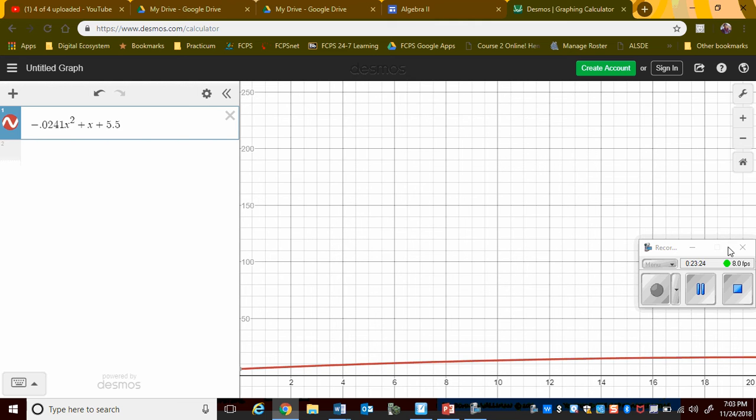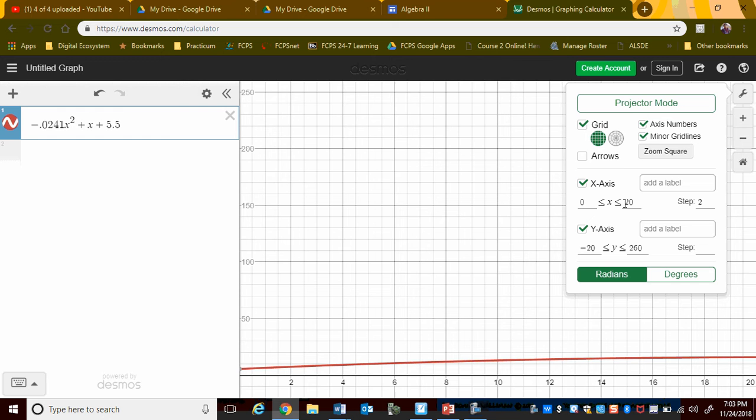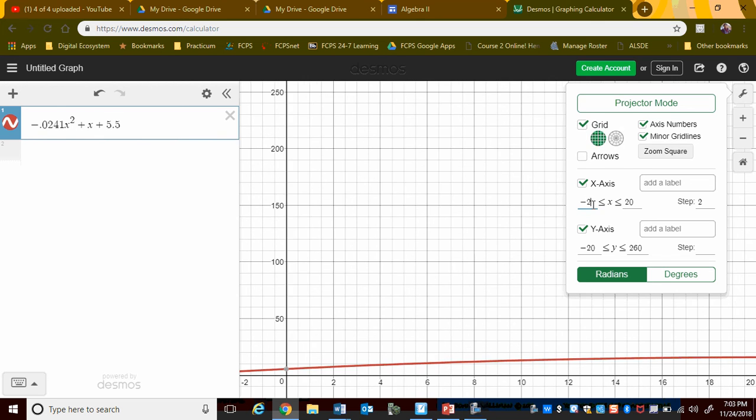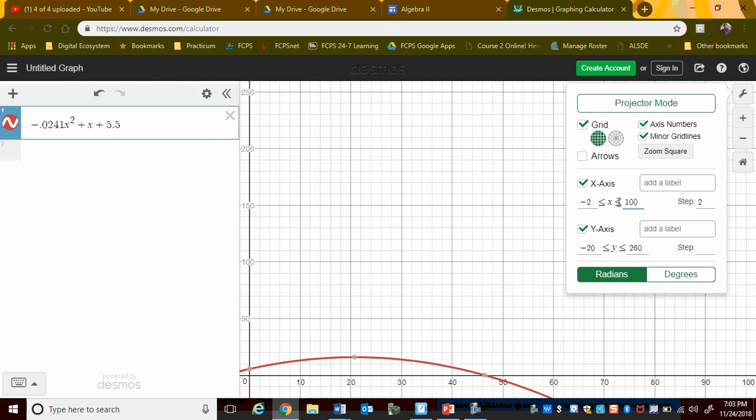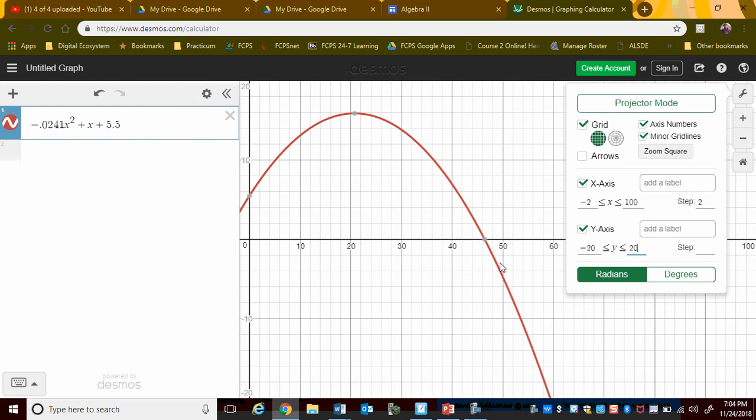Now I'm going to have to manipulate this graph a little bit. Okay? So when I manipulate the graph, I go to the screen tool, and I'm going to go with an x-axis from -2 until, let's see if we can't go to 100 and see if I can't see the end. And that gives me the end. So for my y-axis, I want this curve to be a little bit smaller. So I'm going to go right here to about 20. And there's my curve. There's a better looking curve right there.